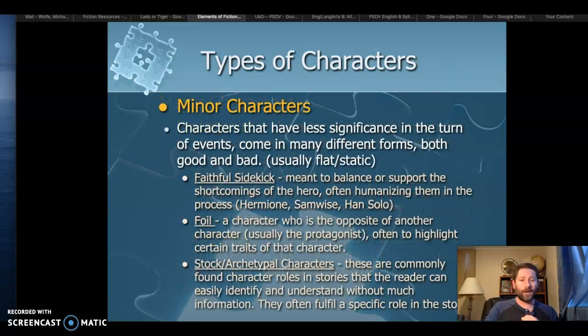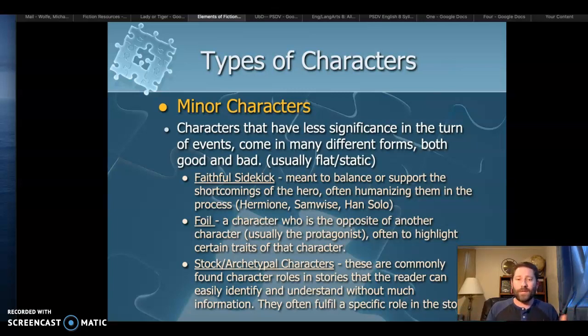So when it comes to minor characters, these are of less significance. They come in many different forms, good and bad. I'm actually going to drop down to that bottom one. The stock and archetypal characters are commonly found characters and roles in stories that readers can easily identify and understand without much information. They often fulfill a specific role in the story. Most minor characters are those. So, going back up to the first one I have there, Faithful Sidekick, yeah, that's a stock character.